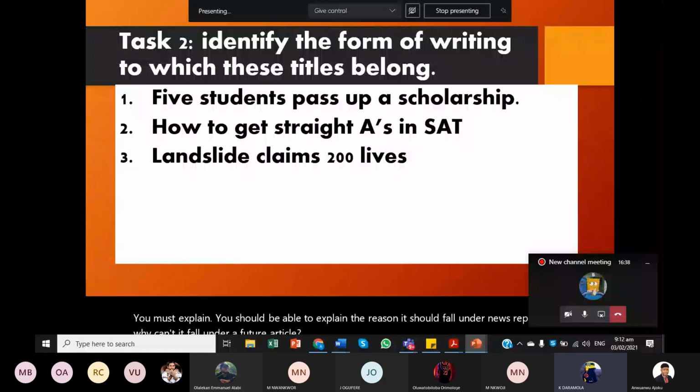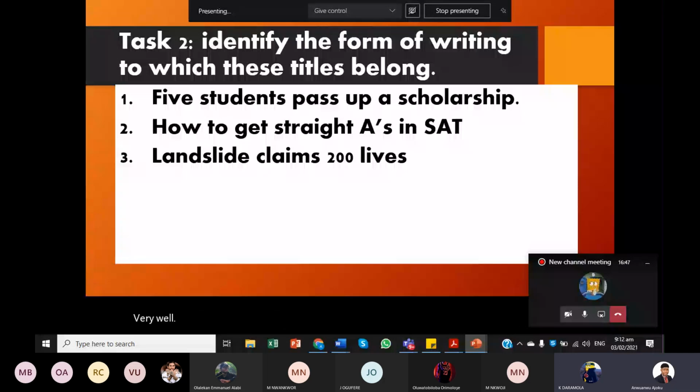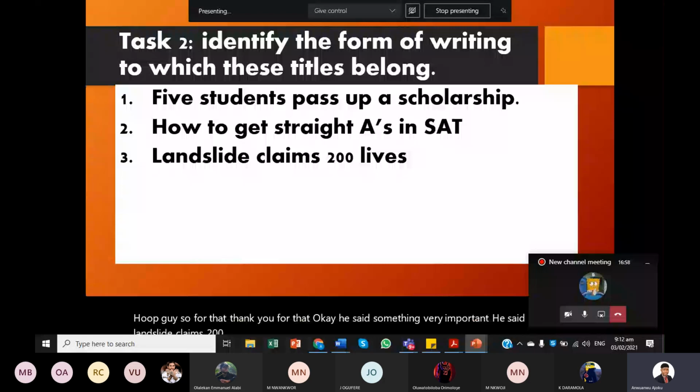Because landslide claims 200 lives is very newsworthy. Very what? Newsworthy. Oh, thumbs up for that. Thank you for that. He said something very important. He said that landslide claims 200 lives is newsworthy. I like that. Thank you. It means you actually read something on reports, maybe on the paper, to have seen that particular word. Thank you so much for that. Okay, I like that. So landslide claims 200 lives is newsworthy according to Kolapo. All right.